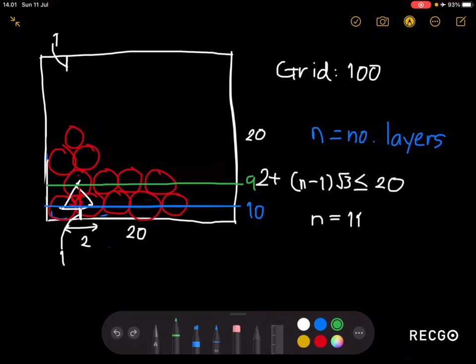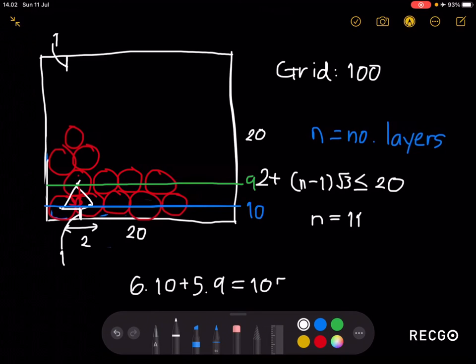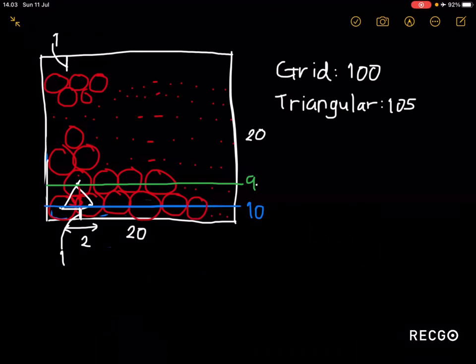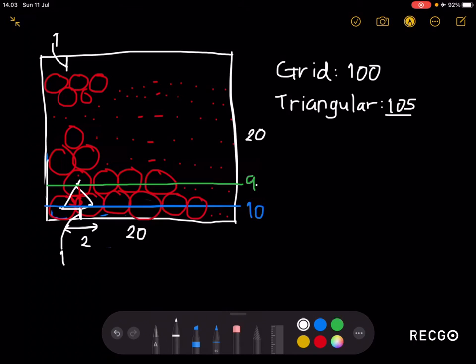And notice that it is repeating in a cyclic format. So we have the layer of 10, the layer of 9, the layer of 10, and the layer of 9, and so on. And also, one can check there are 6 layers with 10 circles and 5 layers with 9 circles, leaving us with a maximum number of circles of 105. Or so you thought it is 105.